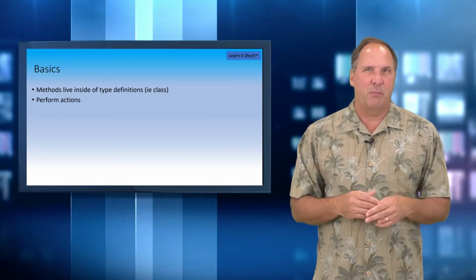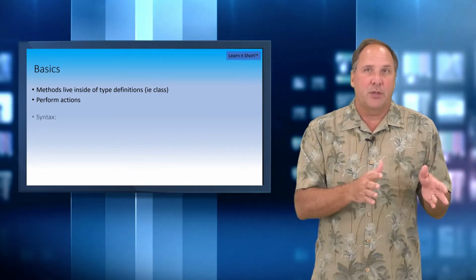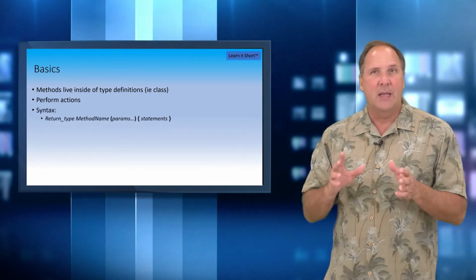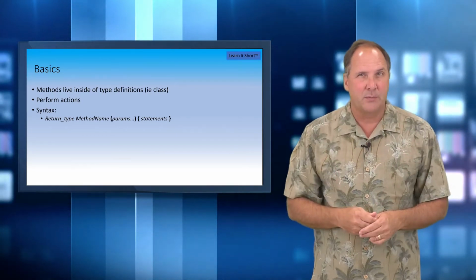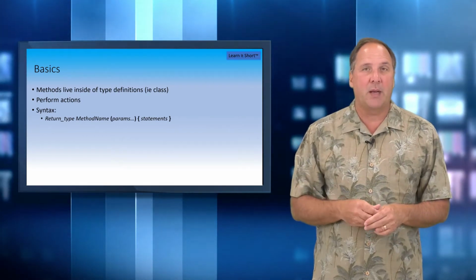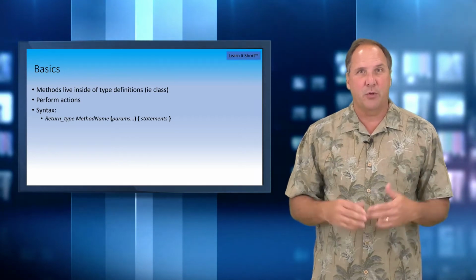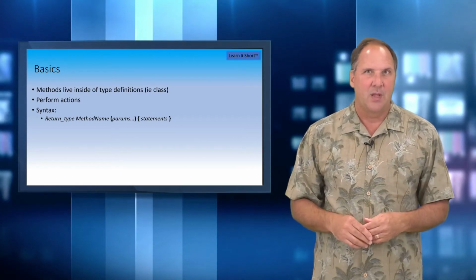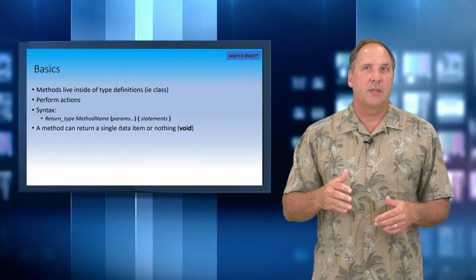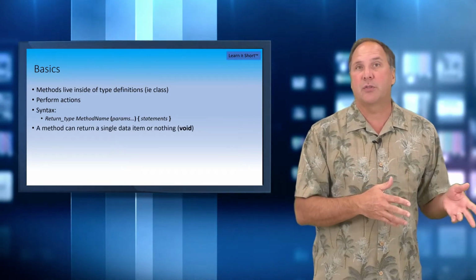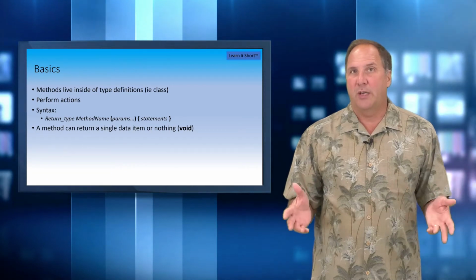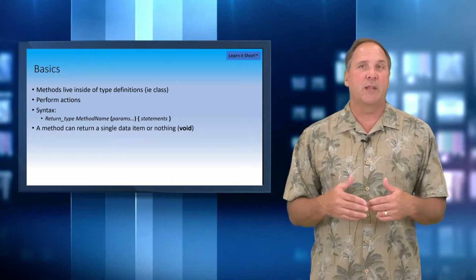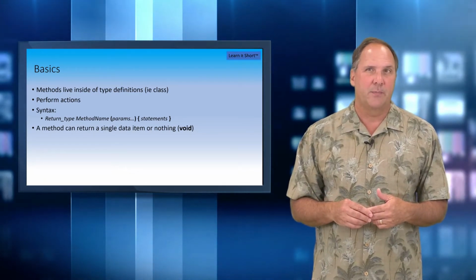The syntax of a method is the return type, followed by the name of the method, and then parameters in parentheses. And then, of course, the method body, where you put your lines of code, where you put your statements. The return type is whatever the method returns to the caller. Some methods do stuff but don't return any kind of result. Those methods are declared as void.